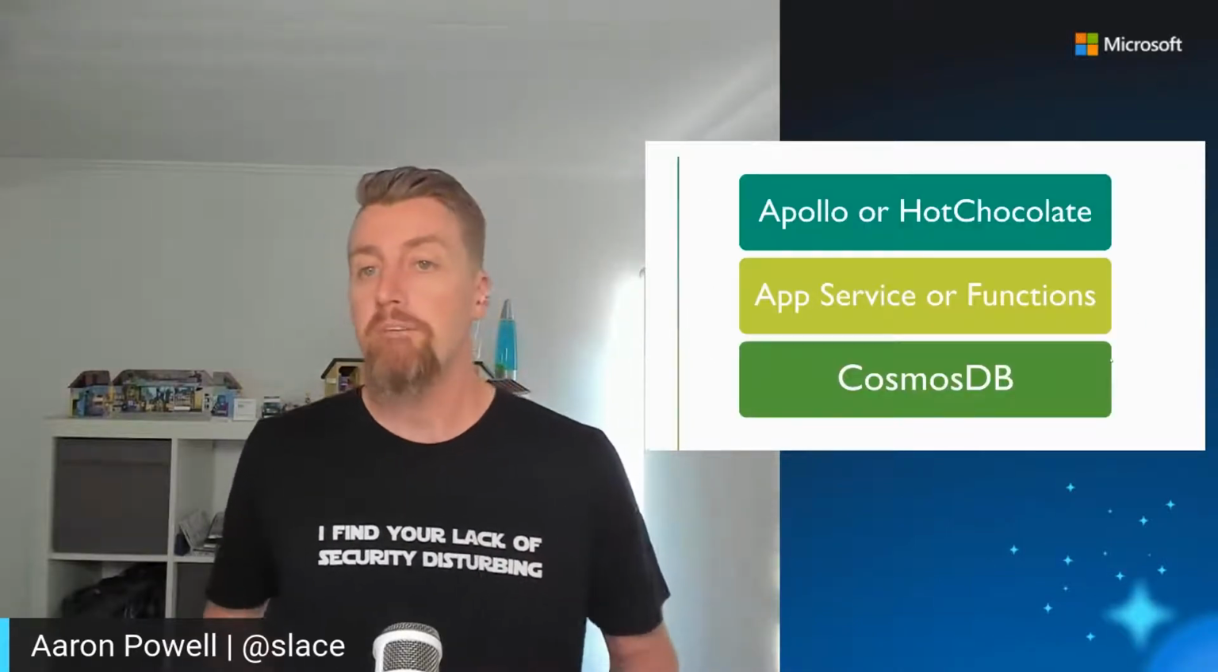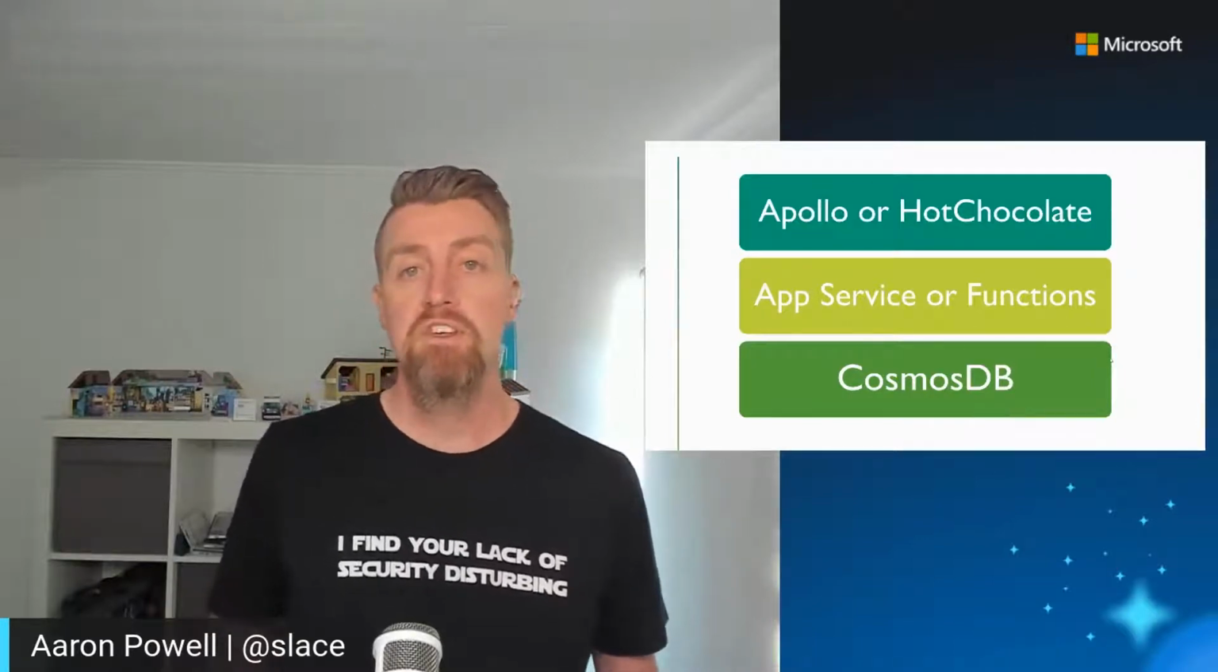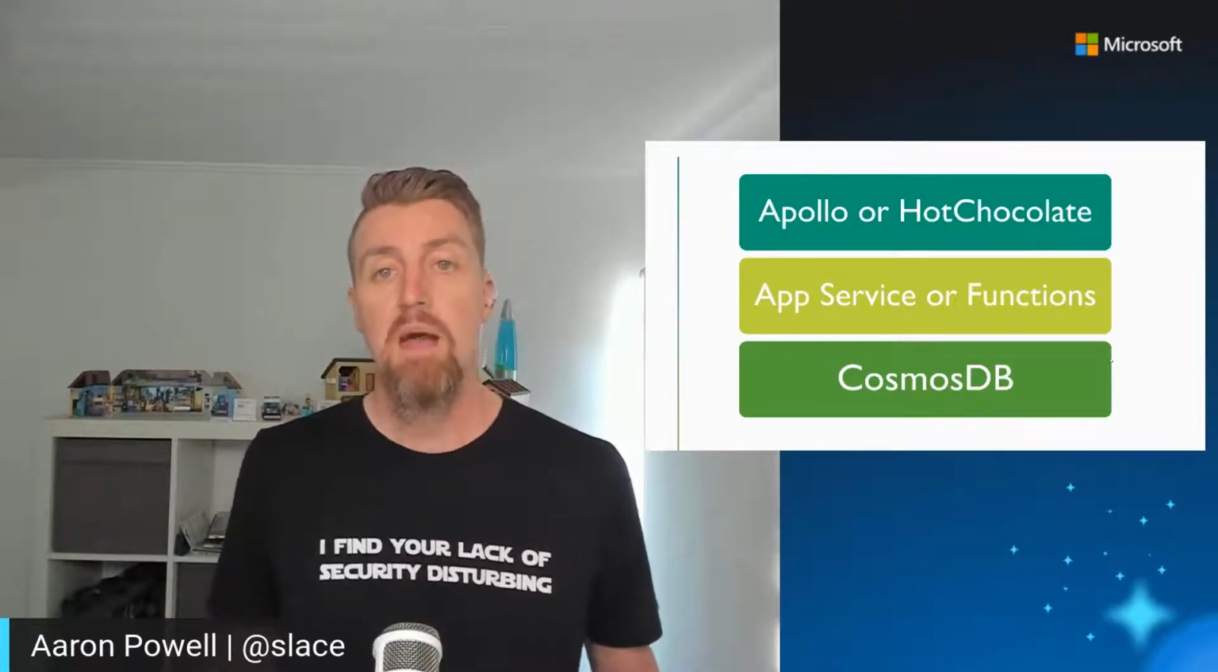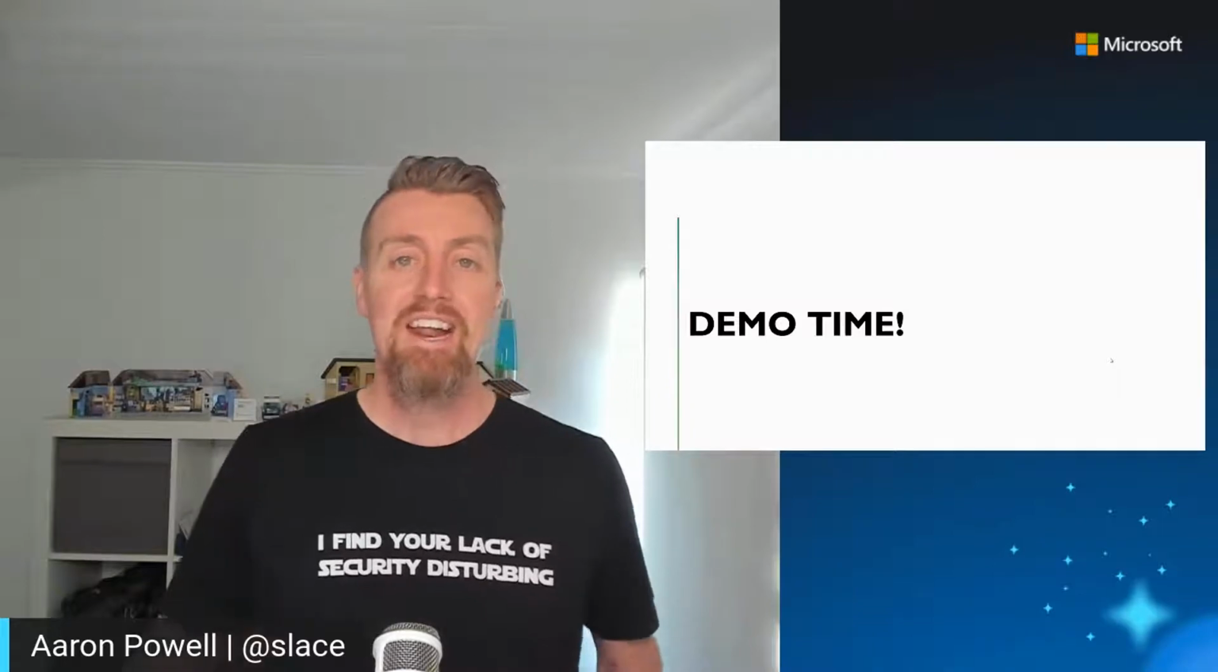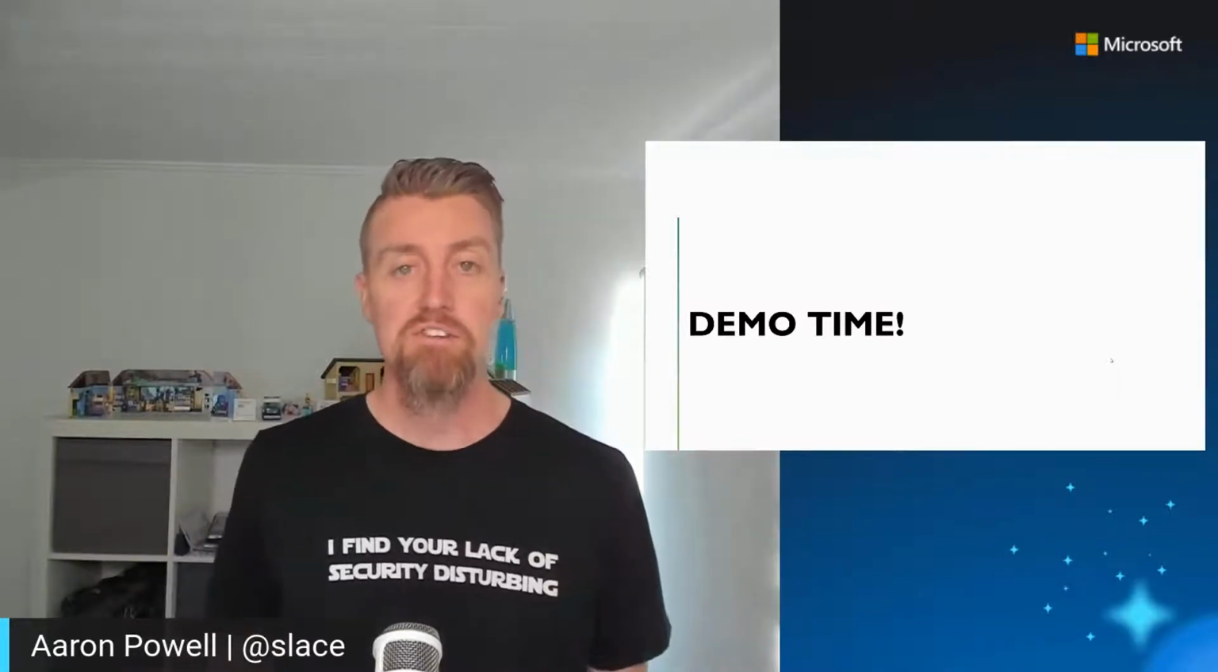Right, so we've got Apollo or Hot Chocolate. That's going to be our server implementation that we're going to run. We're going to put this into either an App Service or an Azure Function, and we're going to connect this through to Cosmos DB. So let's now jump over, it's probably enough slides for the time being, and actually see how we can go about building one of these servers out.